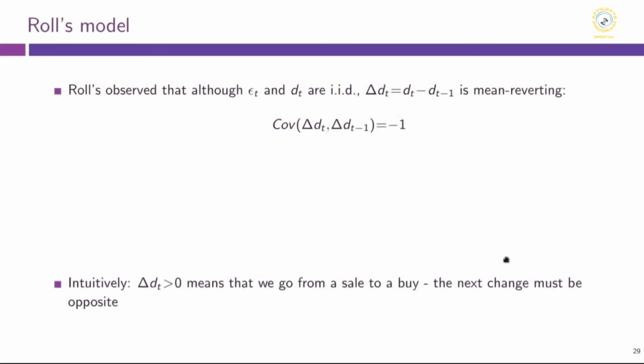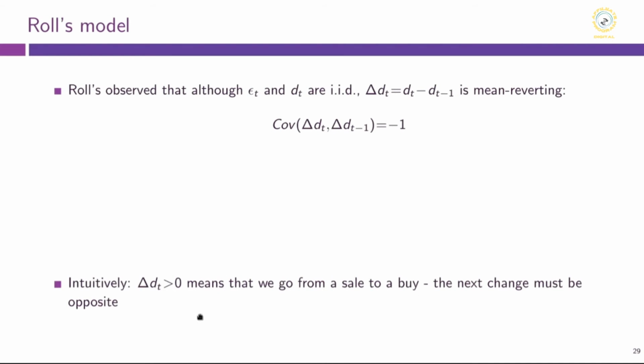So directions of trade are mean reverting. If you had a buy today, you on average will get a sell tomorrow. Even though this is not formally true. I'll scratch that. I did not just say that.